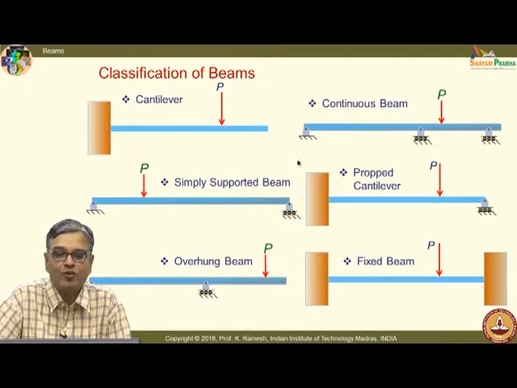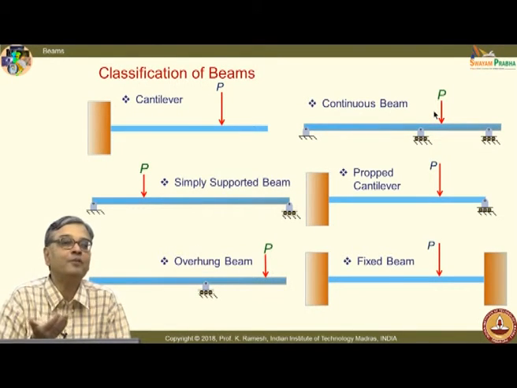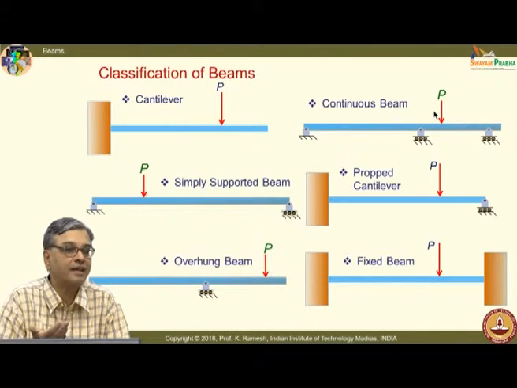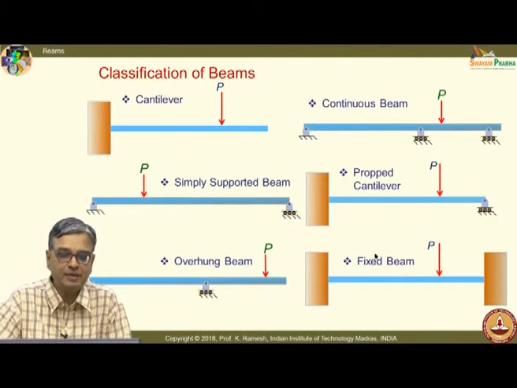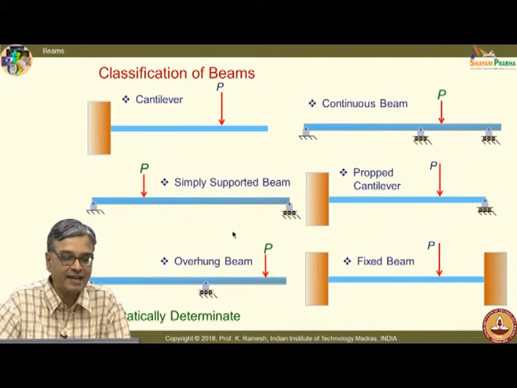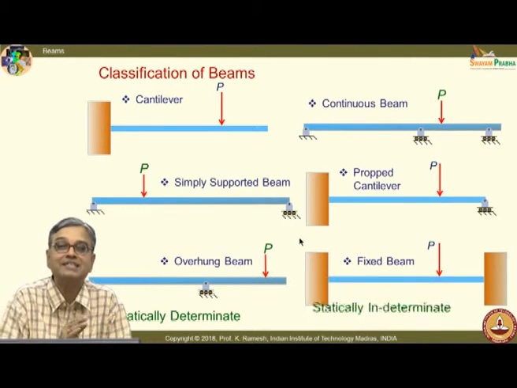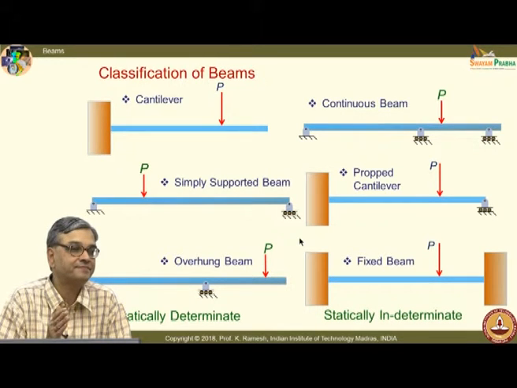On the other hand, when I go here, how many unknowns do I have? I will not be able to solve it from equations of statics. I have to bring in the deformation behavior so that I can write one more equation. I need as many equations as unknowns. So, the way the beams are listed here, this set can be classified as statically determinate and this side can be classified as statically indeterminate.